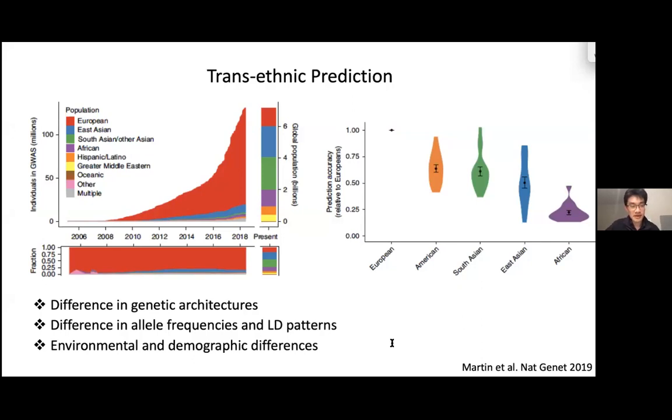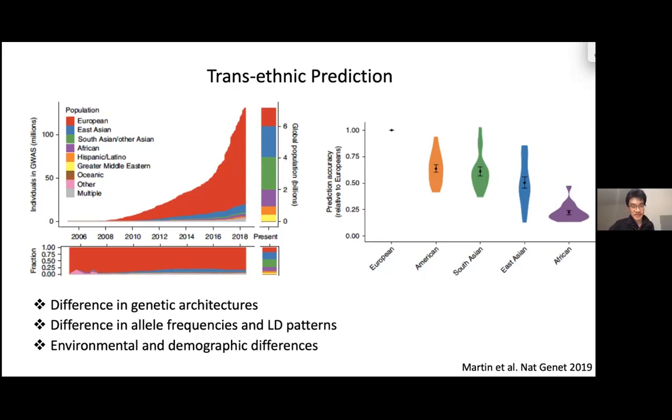So there are many factors that can limit the transferability of PRS learned from European GWAS. For example, there may be population-specific variants or variation in the SNP effect size estimates across populations. The allele frequencies and LD patterns are different across populations. And differences in phenotyping or environmental factors can all affect the prediction accuracy.